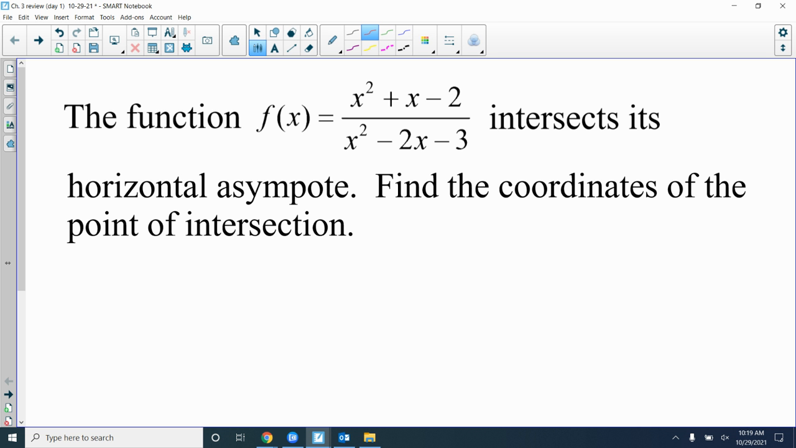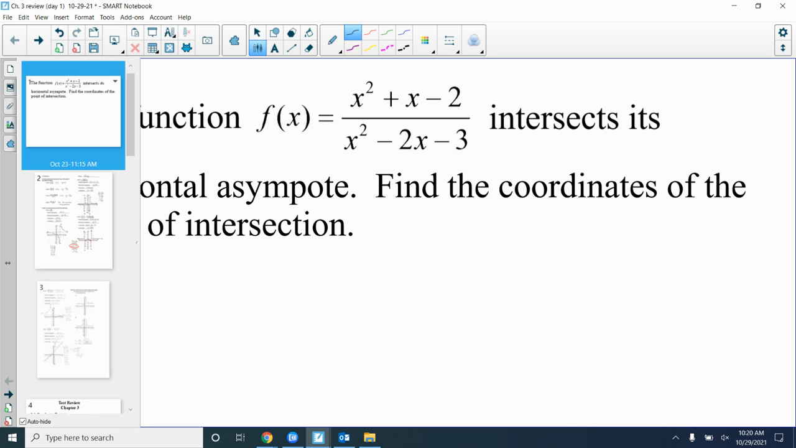Ann, any idea what to do? I factored the numerator and the denominator to start off with to see if anything canceled. Okay, anything cancel? No. All right, so factoring is not necessary, but if you did it, that doesn't hurt anything at this point. We talked about this: you are allowed to cross a horizontal asymptote. So this one does, but we want to find the exact point it hits at.